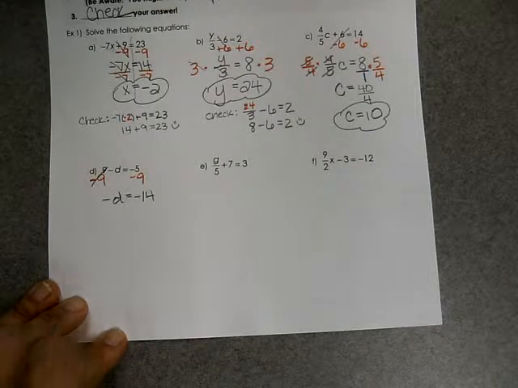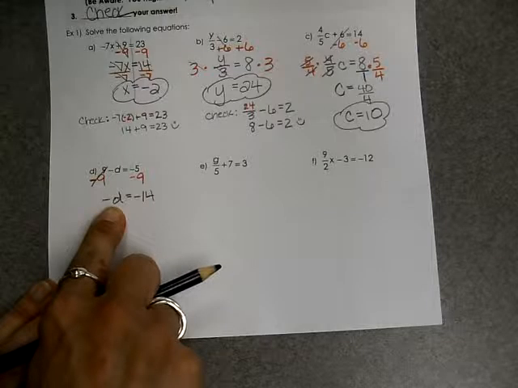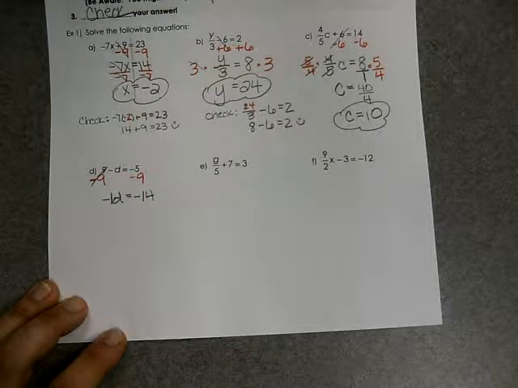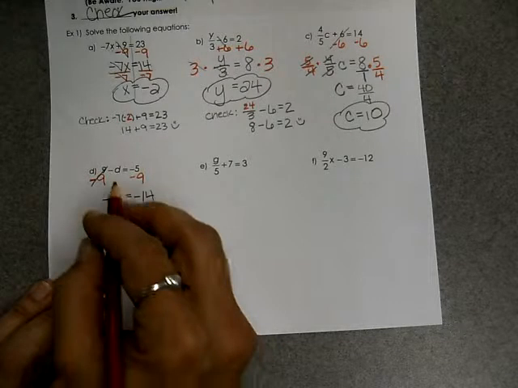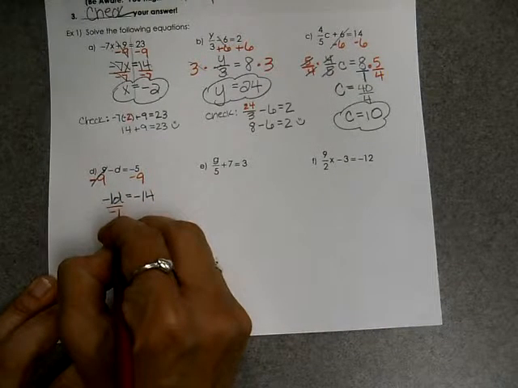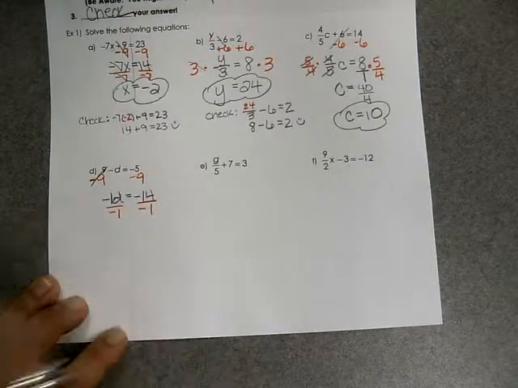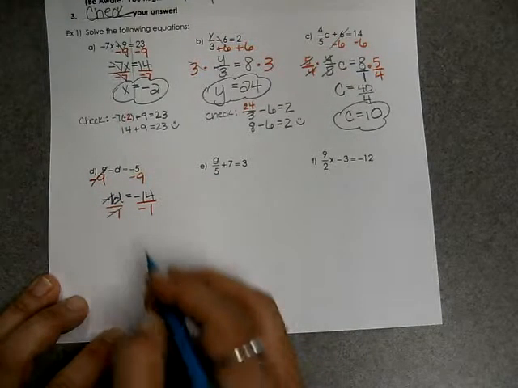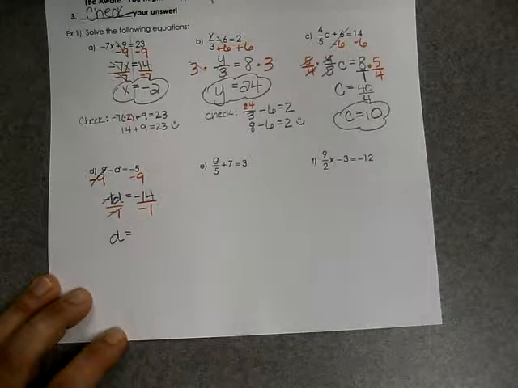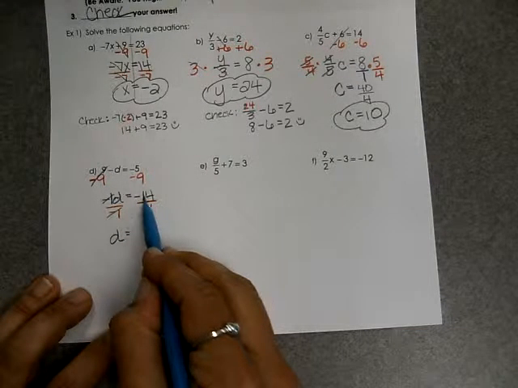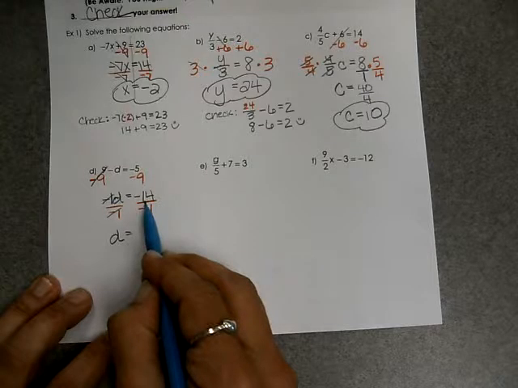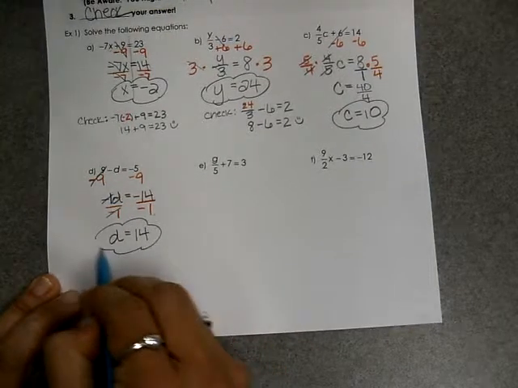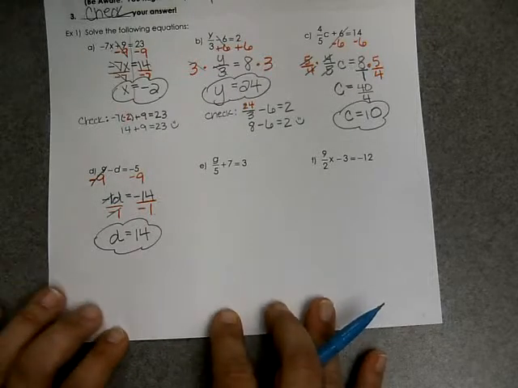Now that -D, what number is really in front of that? It's really like a -1. So that means that what we could do is divide by -1 on both sides to get rid of it. Here the -1s cancel, and I'm left with D. And if I take -14 divided by -1, I get a +14. And again, that does check out.